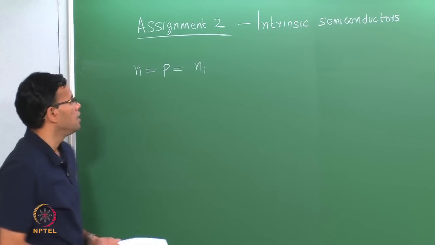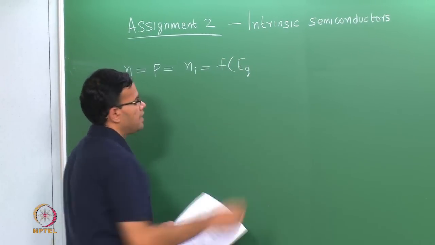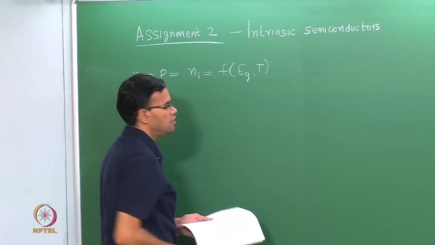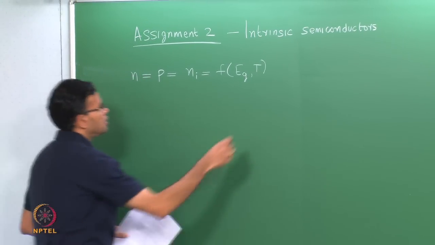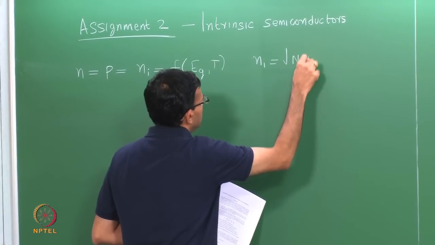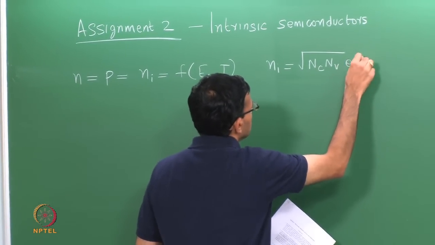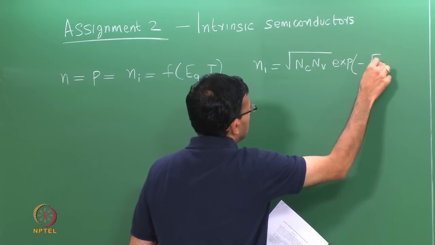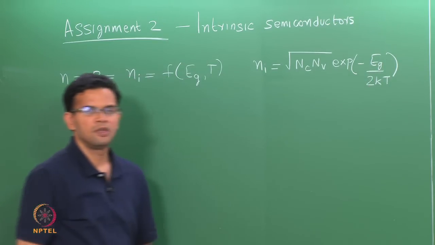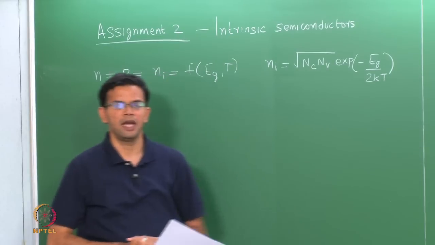We also say that Ni is a function of the band gap of the material, Eg, and also a function of temperature. So, typically Ni is written as square root of Nc Nv exponential minus Eg over 2kT. So, the intrinsic carrier concentration depends exponentially on the band gap.